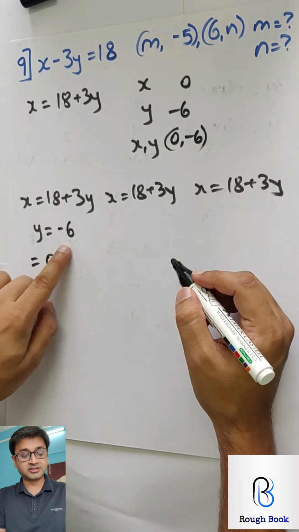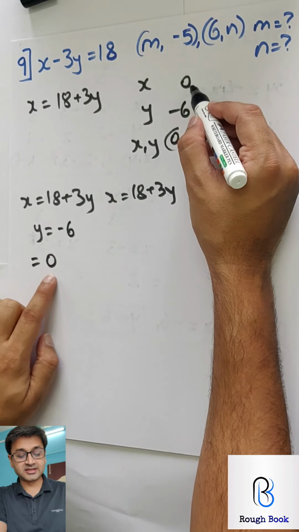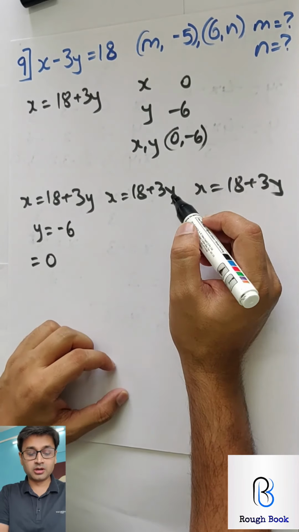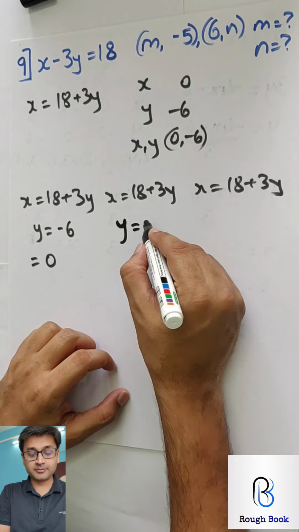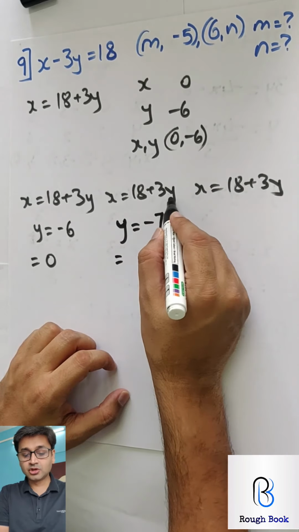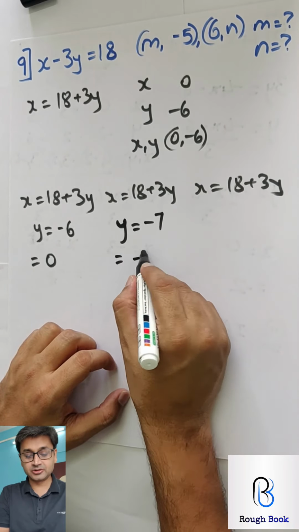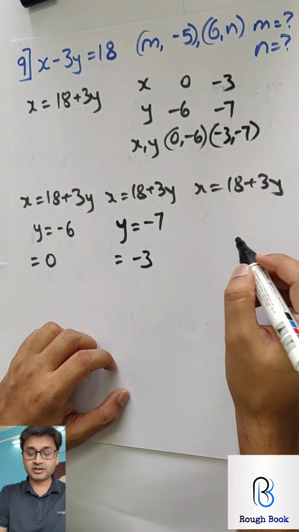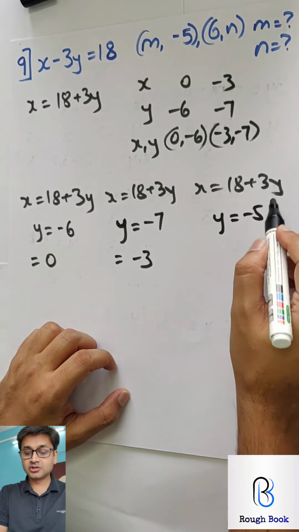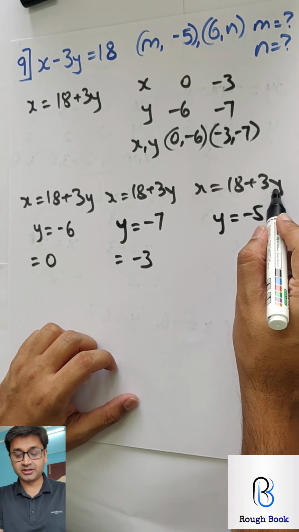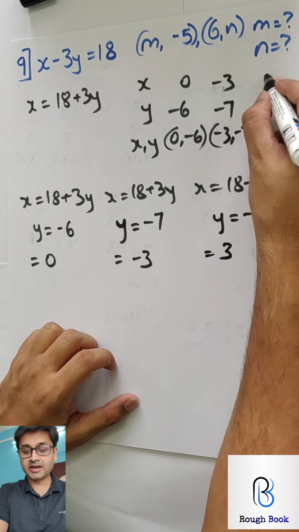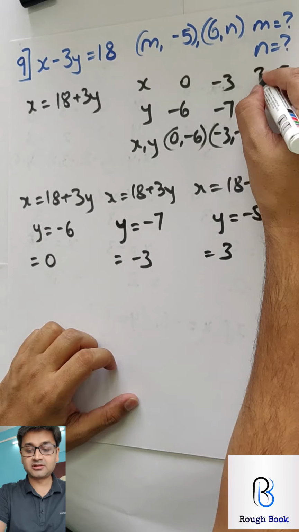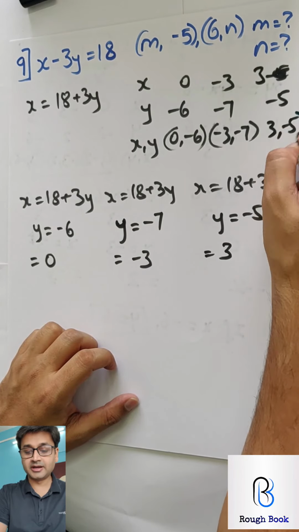Please see to it you don't write this minus 6 for x, because x is 0, y is minus 6. Otherwise you will get a flipped point and you will go wrong. You will go crazy doing it then. Let me take minus 7. So minus 21 plus 18. So minus 3. Minus 3, minus 7. And let me take minus 5. So minus 5 into 3 is minus 15. So I will get plus 3. See, I messed up. y is minus 5 and x is 3. So 3 comma minus 5.